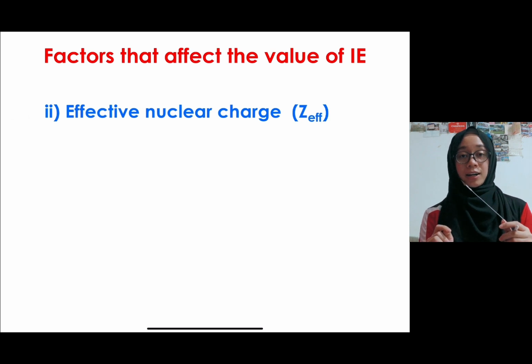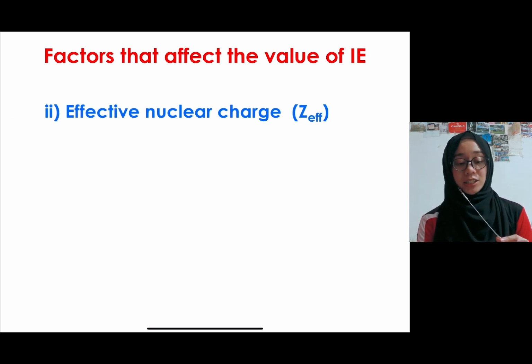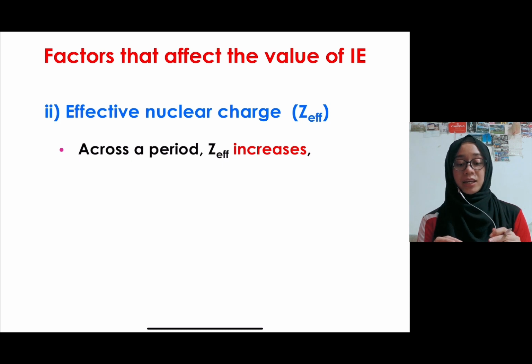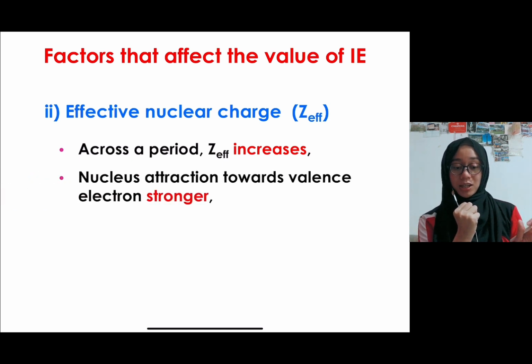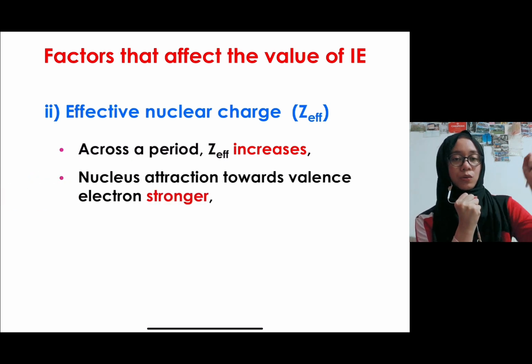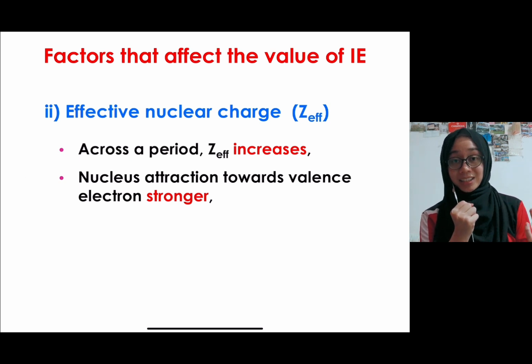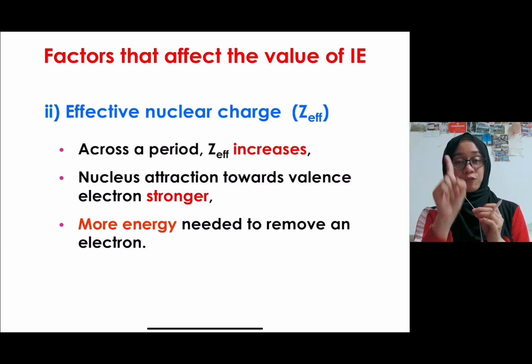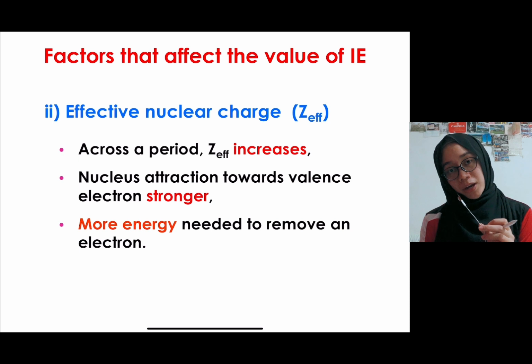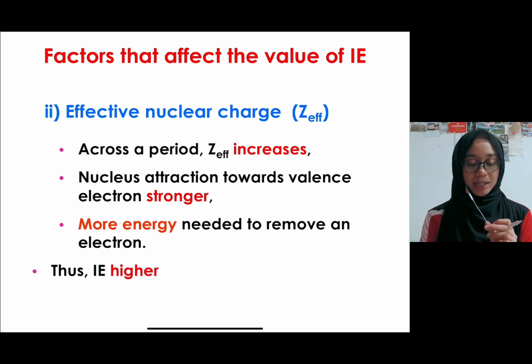Kita tengok pula the second factor, which is effective nuclear charge. So, what happens if the ZEF increases? Okay, so across a period, ZEF akan increase. Bermaksud attraction forces antara nucleus dengan atom macam mana? Kalau ZEF tinggi bermaksud attraction forces pun become stronger antara nucleus dengan valence electron. So, kalau dah makin kuat attraction forces tu, do you need more energy or less energy to remove an electron? So, of course, you will need more energy, okay, in order to remove one electron. So, what happened to the value of ionization energy then? So, it becomes higher, okay.